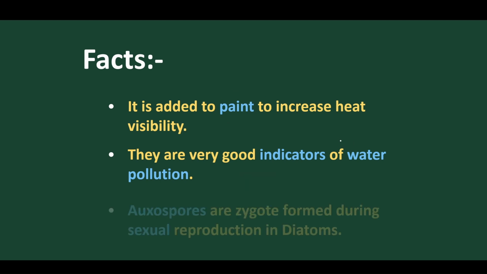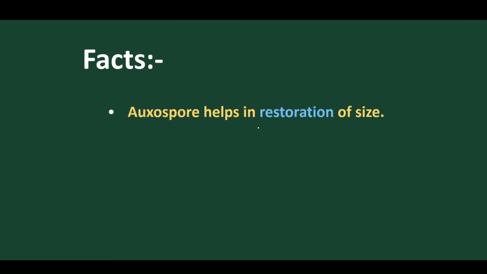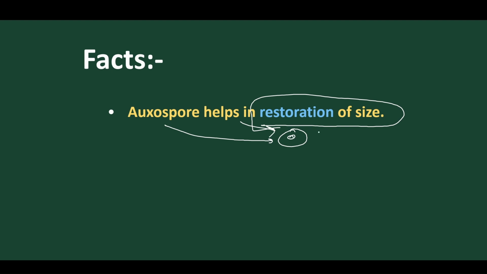Very important part. They also have auxospores, or zygotes formed during the sexual event. In some diatoms, we find a sexual spore is produced. Normally spores are produced by asexual reproduction, but in some diatoms sexual spores are produced, and these sexual spores are called auxospores. So what do we call them? Auxospores, and these are called zygote formation of spores. Auxospores help in restoration of size, in resizing, in restoring the original size. So auxospores help in restoration, and the auxospore is a sexual spore.